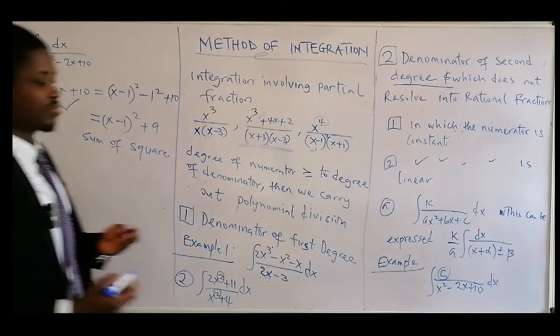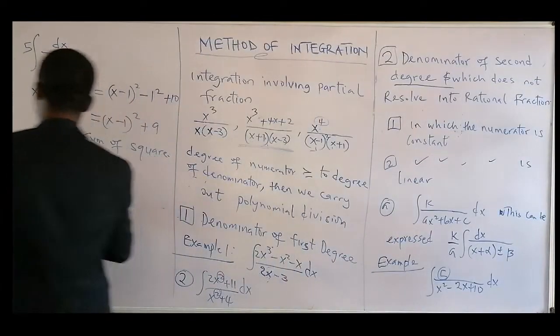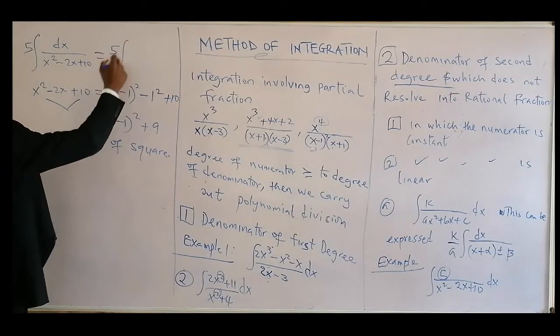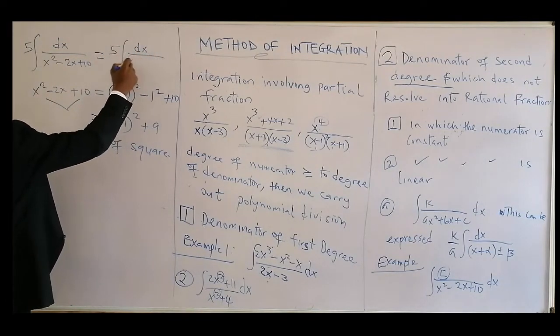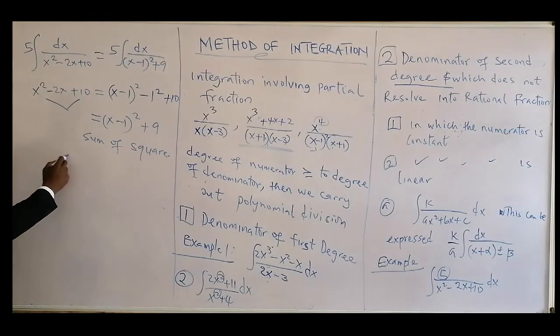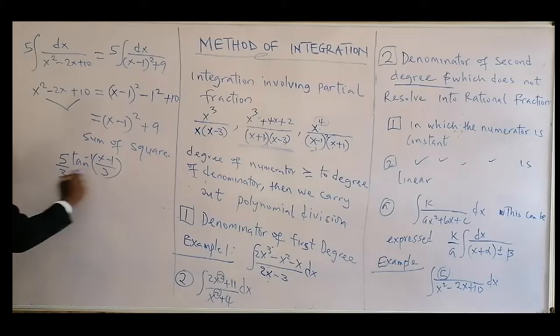Because you cannot express this in linear form, the only way you can do it is to express it in perfect square, which is the sum of squares. After that you can go on with your integration, and that will be equal to 5 integral of dx over ((x − 1)² + 9), and that will be equal to 5 arctan((x − 1)/3). Then you divide by what? By the a plus c.